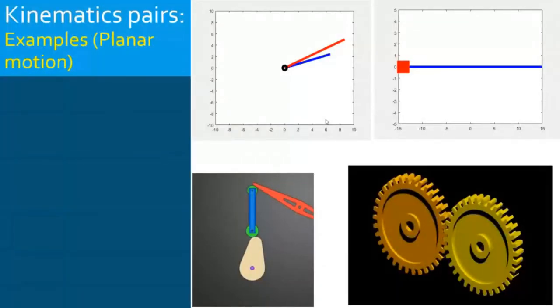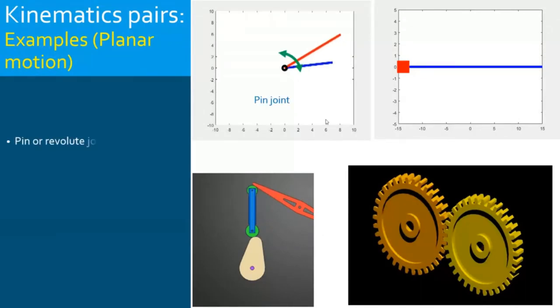Now, to give some examples of kinematic pairs, again, I am focusing on planar motion. We are considering only two-dimensional kinematics. As a first example, the simplest, the pin joint, which allows only the rotation. If you allow the rotation, it means the rotation of one is completely free of the other one. So the two links can rotate in the same direction or not. They can have the same velocity or not. One can move, the other one can rotate.